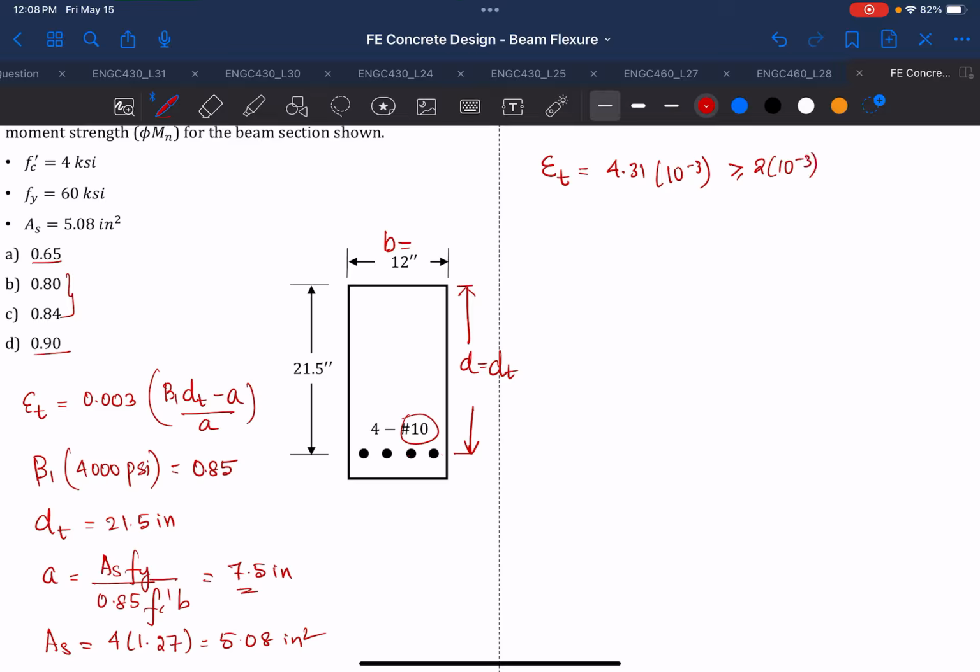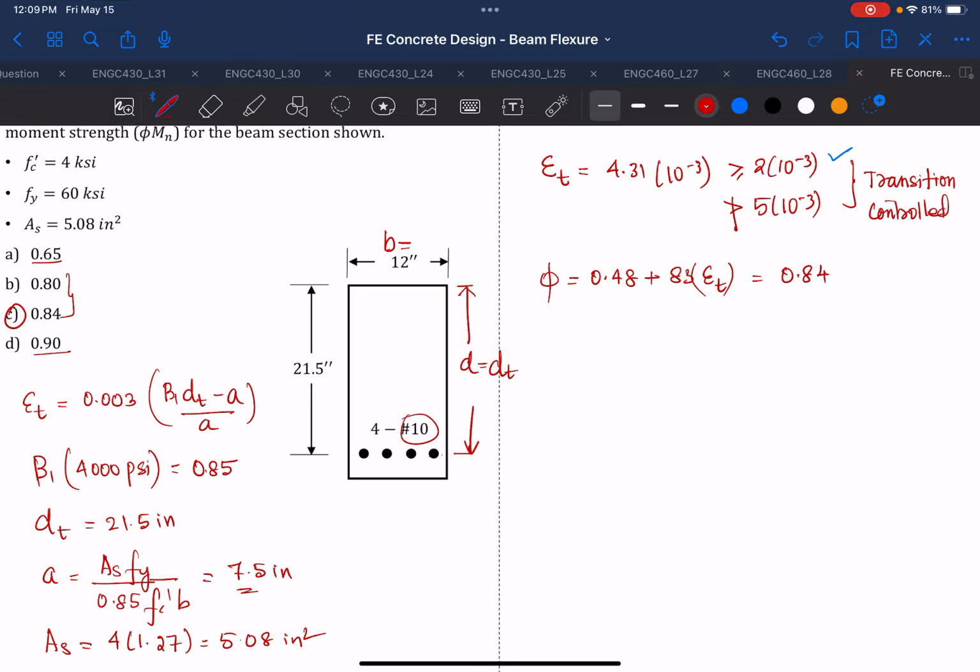× 10 to the power minus 3? Yes, but it is not greater than 5 × 10 to the power minus 3. So which means that this is in your transition control. And if you look at your FE manual for transition control, phi is equal to 0.48 plus 83 epsilon t, and if you put all this value, you'll get 0.84. So your correct answer will be 0.84.